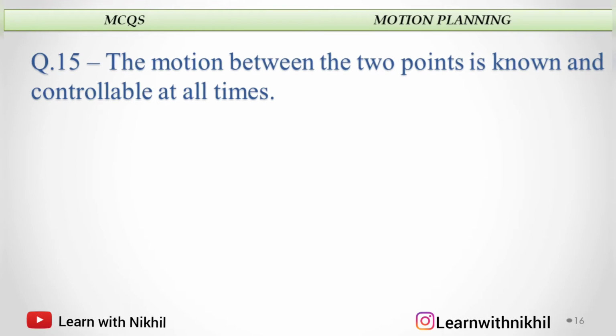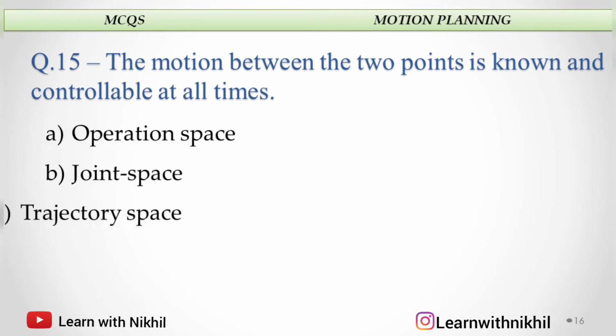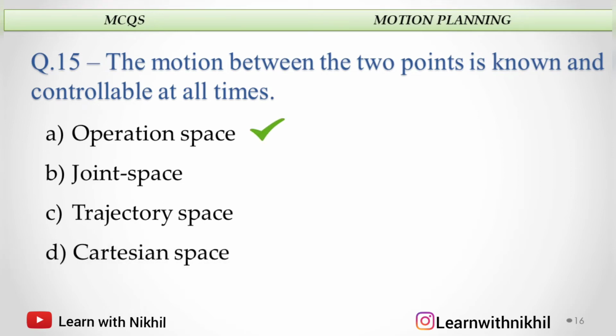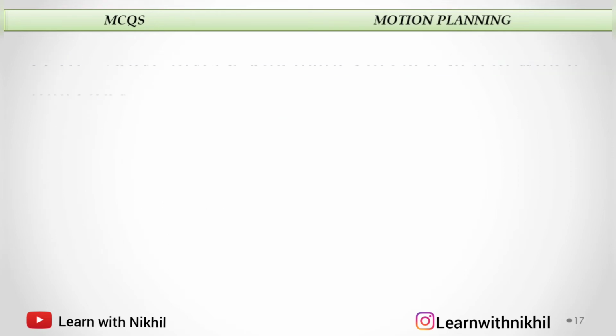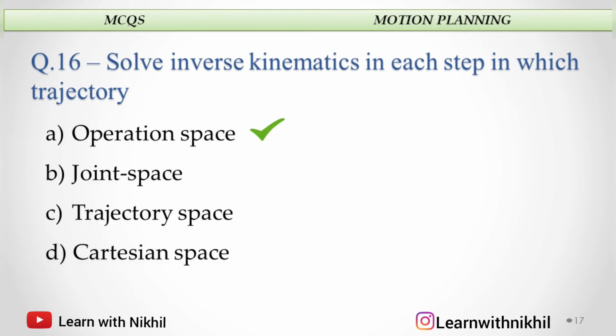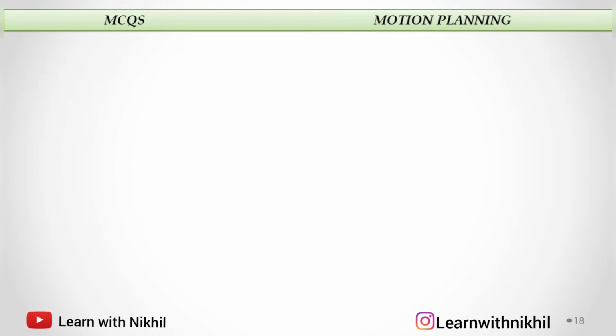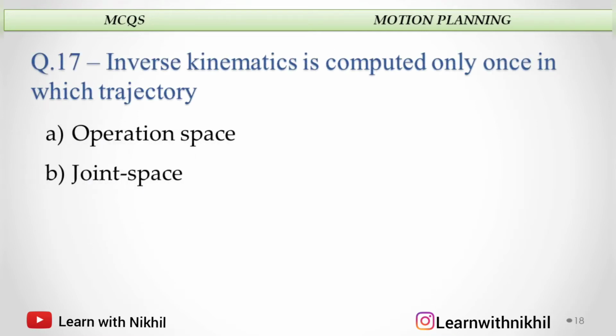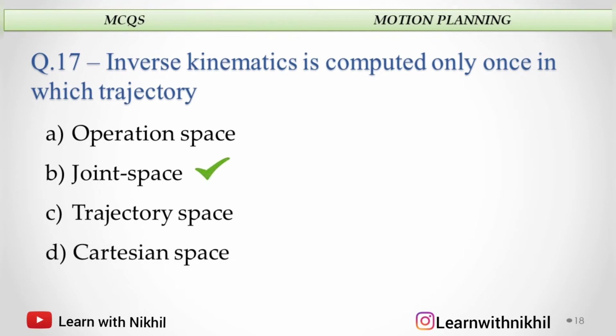Next, the motion between the 2 points is known and controllable at all times. Controllable is the operation space. Next, solve inverse kinematics in each step in which trajectory, that is operation space. Next, inverse kinematics is computed only once in which trajectory, that is joint space.